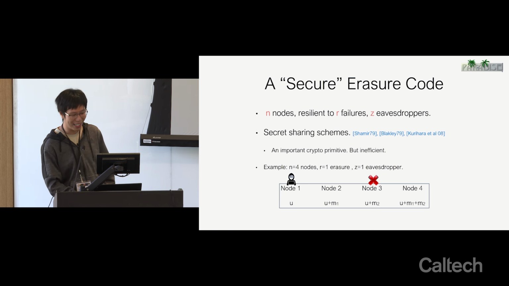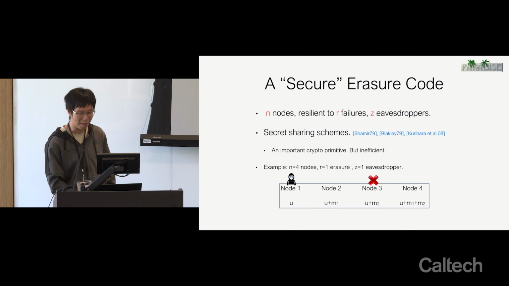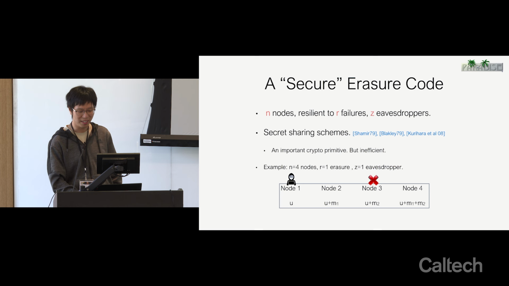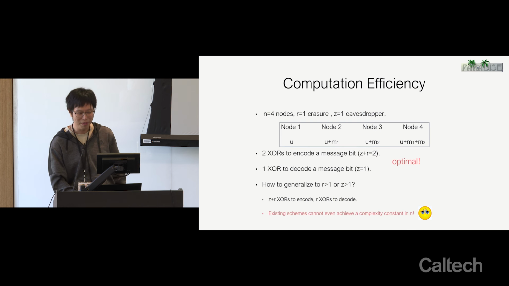So a secret sharing scheme you can think of is just a secure erasure code. Right? So we have N nodes, we want to be resilient to R failures and Z eavesdroppers, which means if Z of the nodes are wiretapped, we don't lose information to them. Shamir was the first one who started these schemes back in '79, and over the years it was very, very extensively studied in the cryptography community because it's a very important building block that can be used to build many other crypto protocols. But in the view of our coding community, it's just an erasure code with security, except that it is very inefficient. So I will show you why by a very simple example.